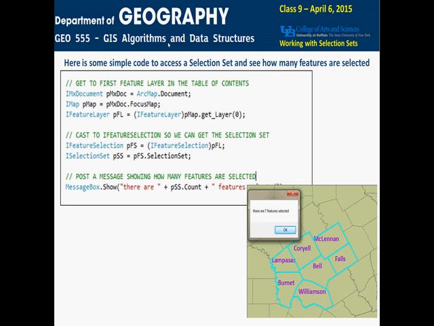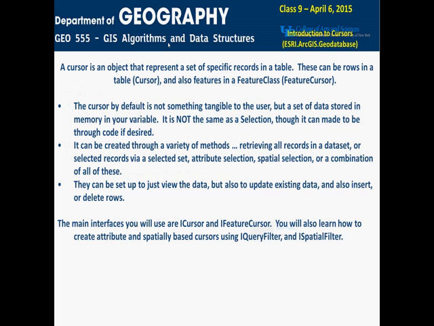So there it went through the selection set, got the number of selected features, and I think I have 20 counties of Texas selected here. Any questions?